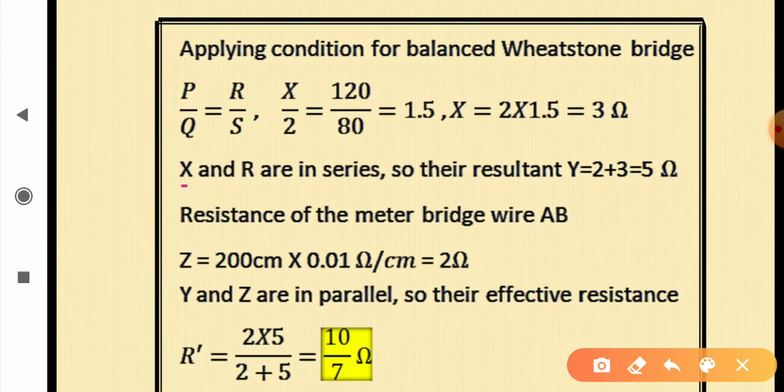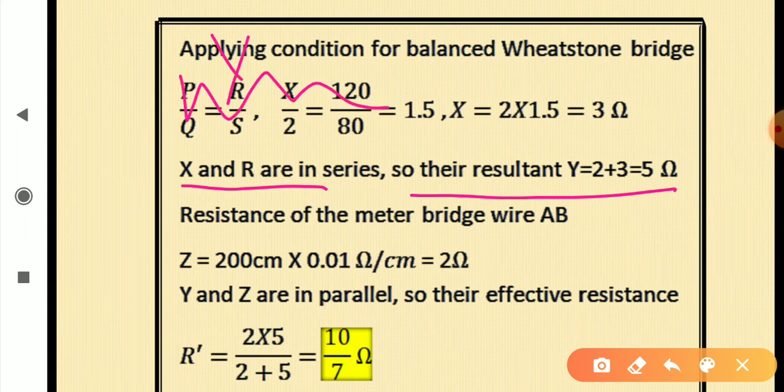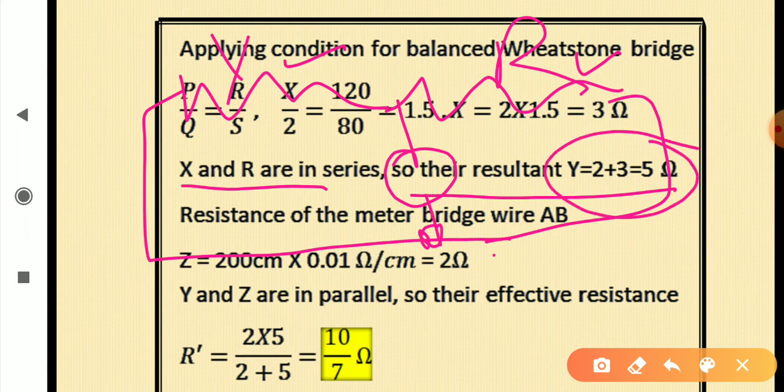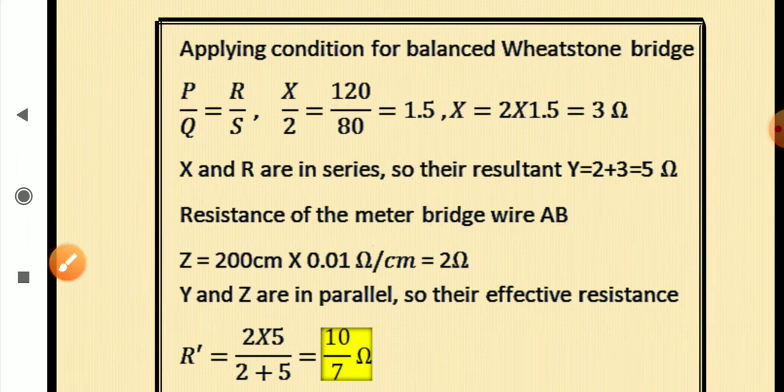Now X and R are in series. You can see that in the previous case it was like this was X and this is R, right? And galvanometer is not counting now. We are just not counting galvanometer because there is no current passing through it. So this and this, they are in series. So their resultant Y is equal to 2 ohm plus 3 ohm, that is 5 ohm, right? And this X plus R is in parallel with the meter bridge wire.